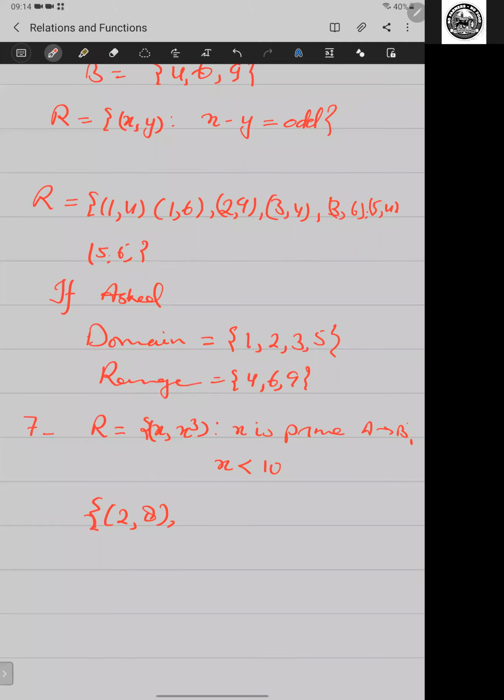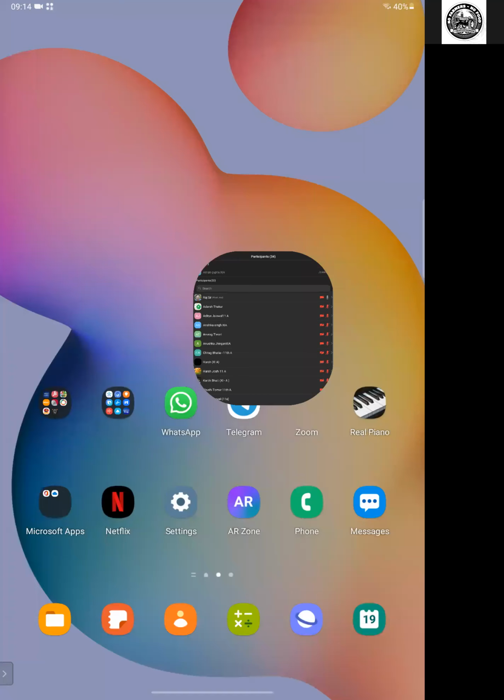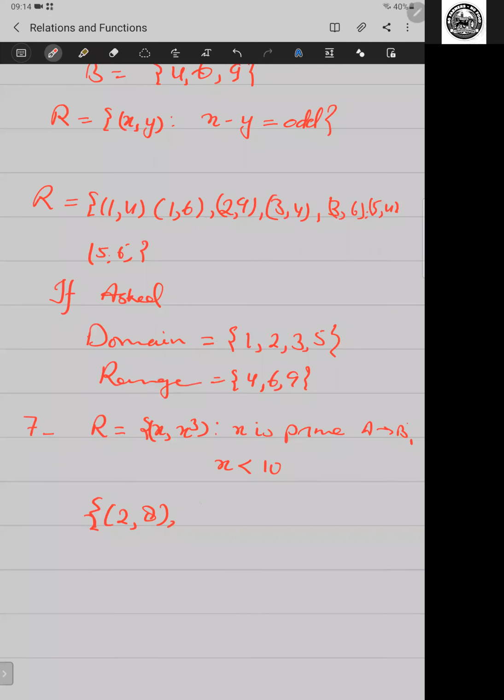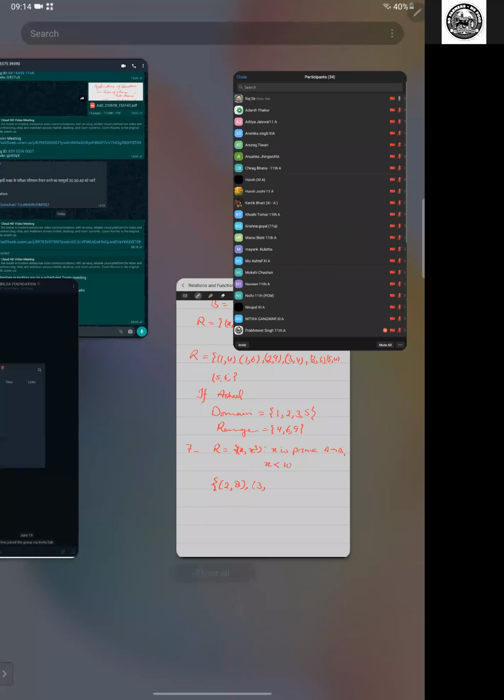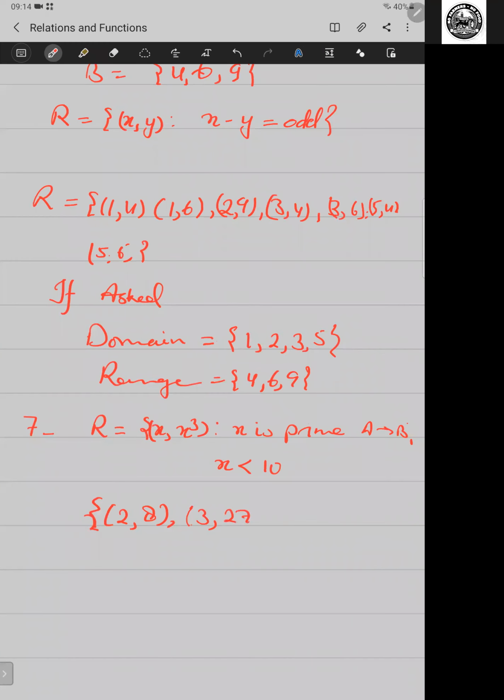Hope you know this thing. 1 is neither prime nor composite. So that thing also you must be knowing. This thing you should not forget. Then 3, 27. 5, 125. Now 7 and 7 cube will be 343 now, I think.